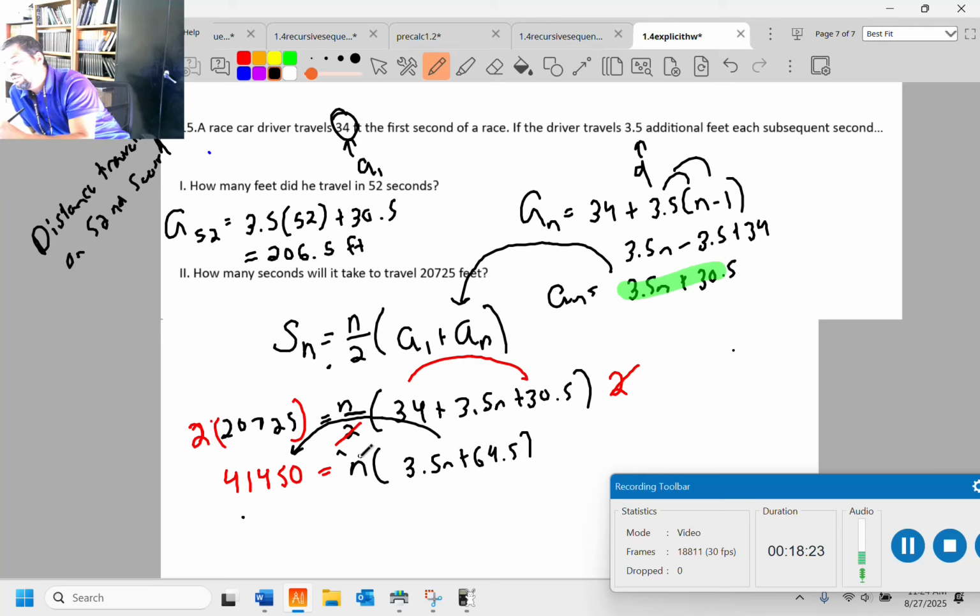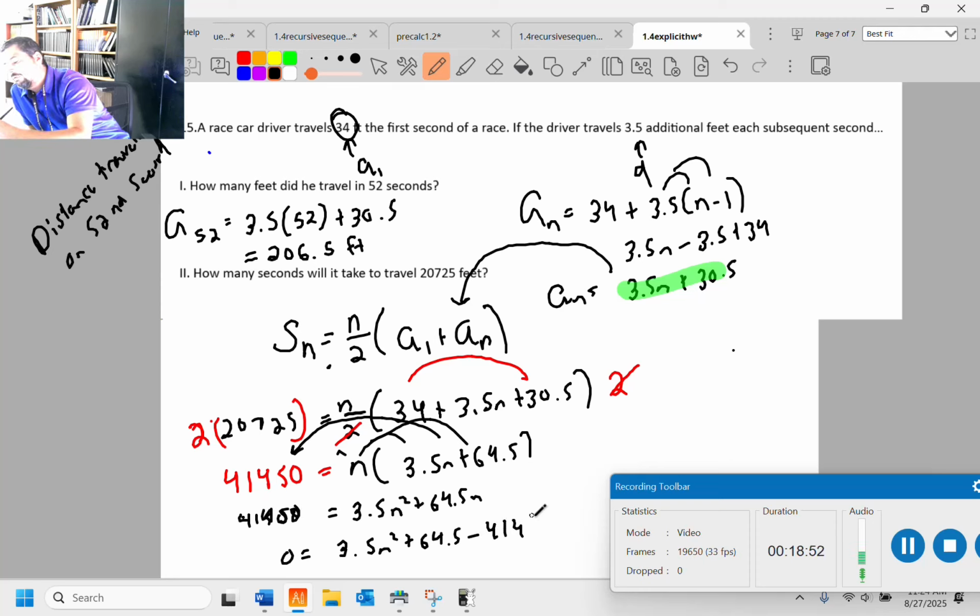So, this is not actually that easy of a problem. We have to distribute that n. That'll give us 3.5n squared plus 64.5n. And how do we solve that thing? Well, we set it equal to 0. I'm missing something. Minus 41,450.